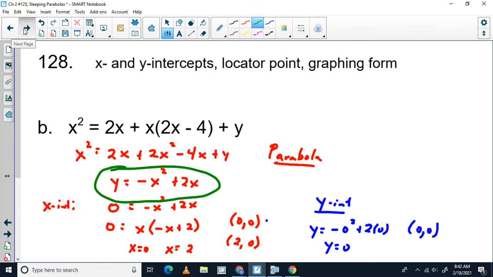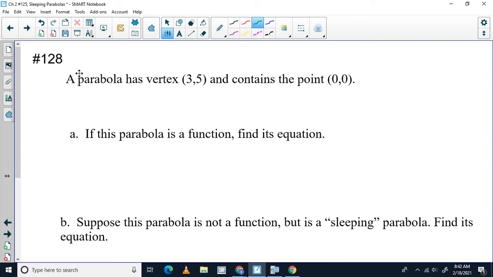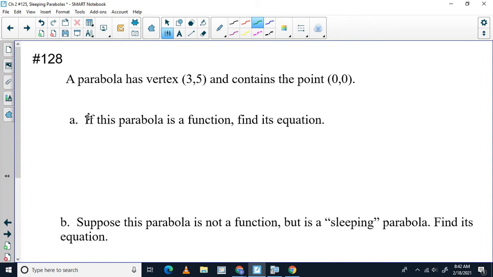I put 128 there, but I'm not sure this one was 128. This was another problem that you had to work on. I don't think it was 128 though. Anyhow, this one, they gave us a parabola. They said the vertex was at 3, 5. They said it contained the point 0, 0. And they said in part A, if the parabola is a function, find its equation.